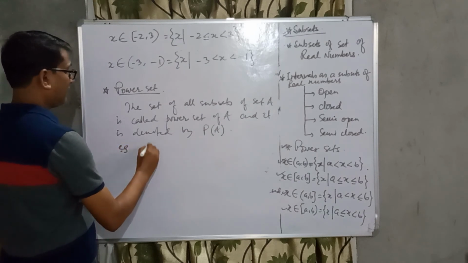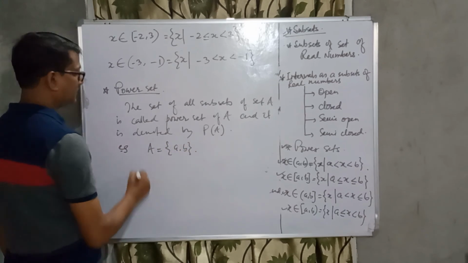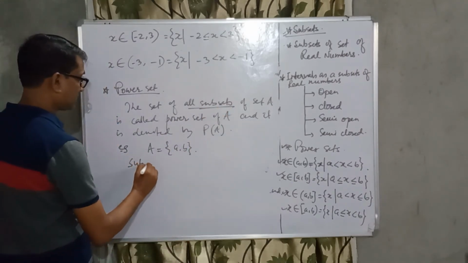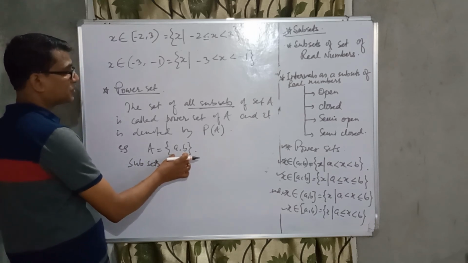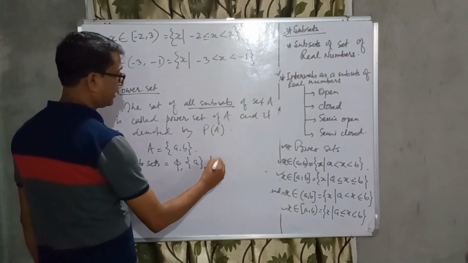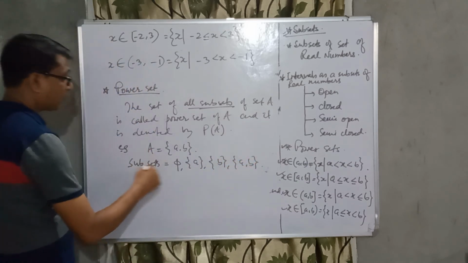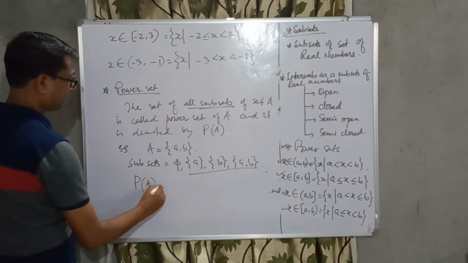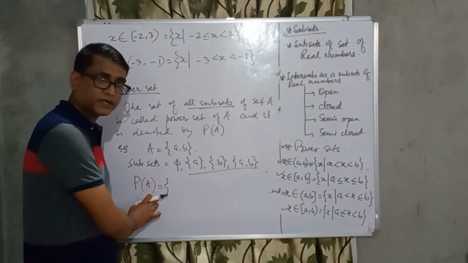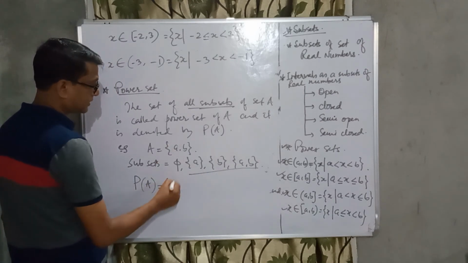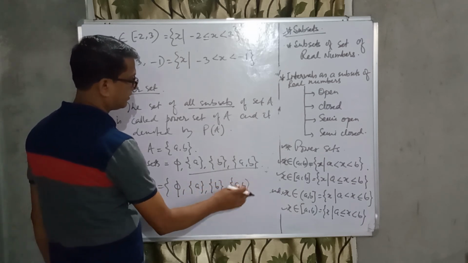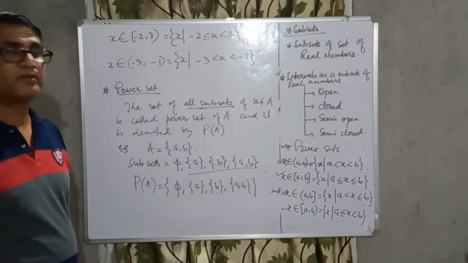As an example, if A is {a, b}, what are the subsets? We have to find all subsets. How many elements are there? Two. So how many subsets will we get? Four subsets. What are they? The empty set φ, {a}, {b}, and {a, b}. Now the set of all subsets is P(A). This power set is a set, so its elements are the subsets of the set: φ, {a}, {b}, {a, b}. So this is the power set of set A.